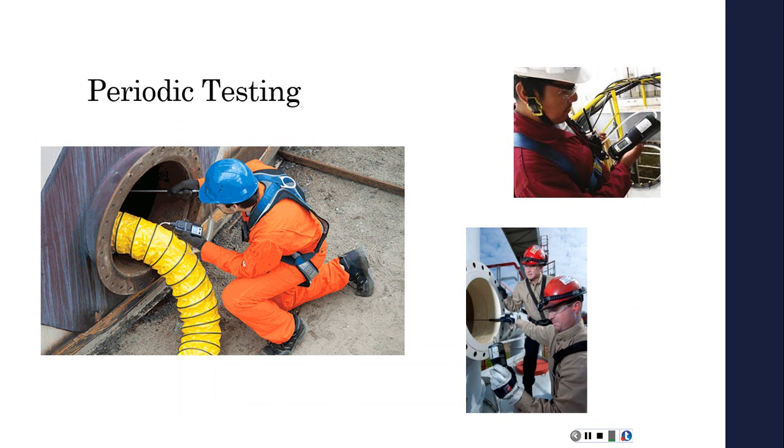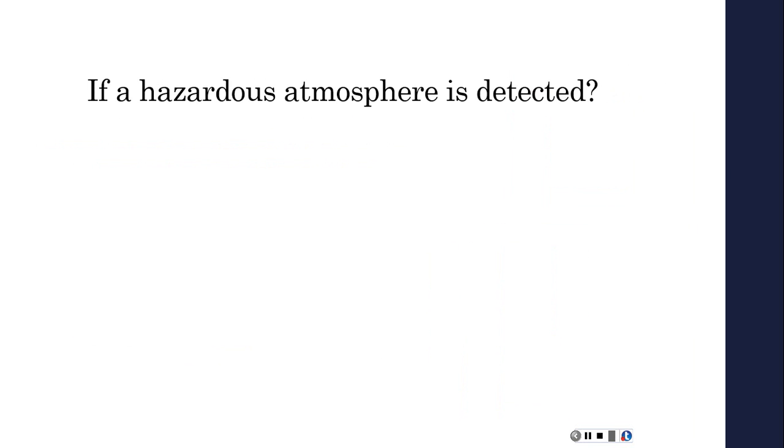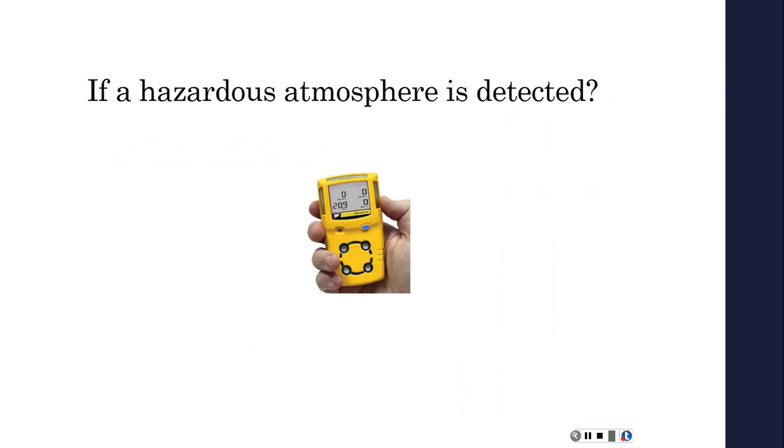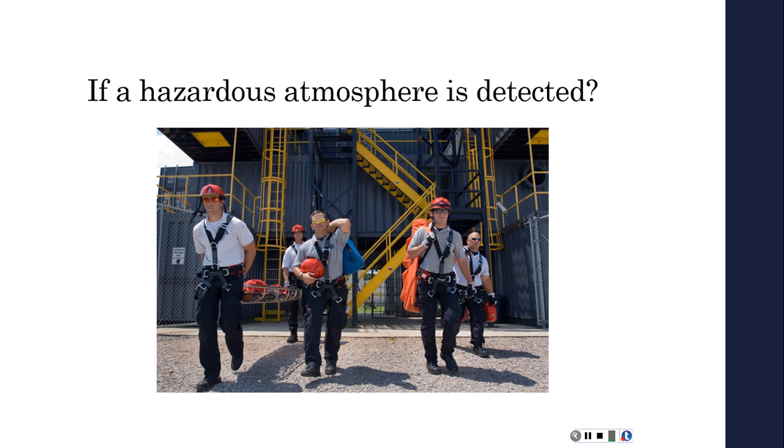Periodic test. The atmosphere shall be periodically tested as necessary to ensure that the continuous forced air ventilation is preventing the accumulation of a hazardous atmosphere, and employees who enter the space shall be provided with an opportunity to observe the periodic testing at any time. So if a hazardous atmosphere is detected, and this is mandated, with emphasis on this, OSHA mandates each employee shall leave the space immediately during the entry if a hazardous atmosphere is detected.